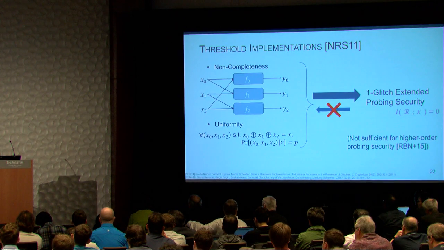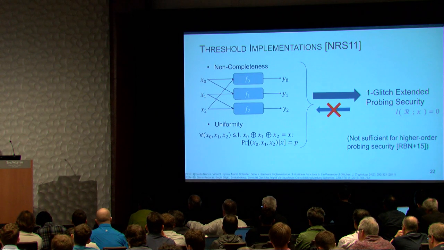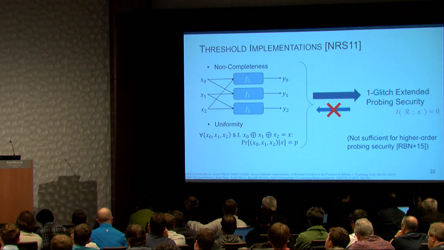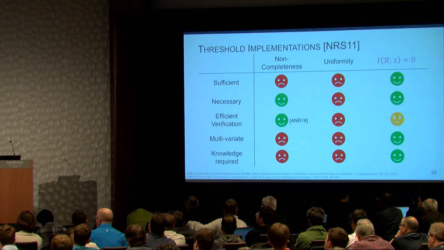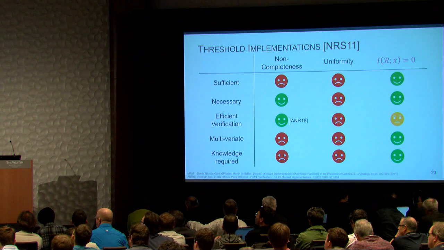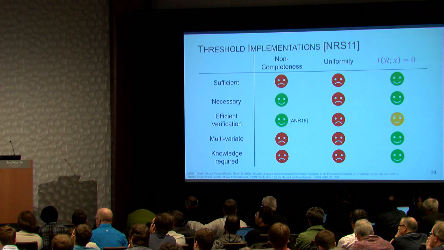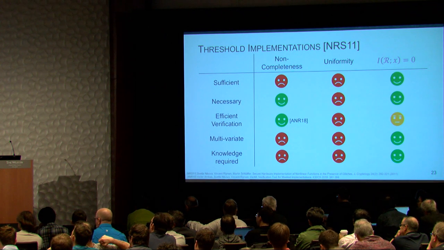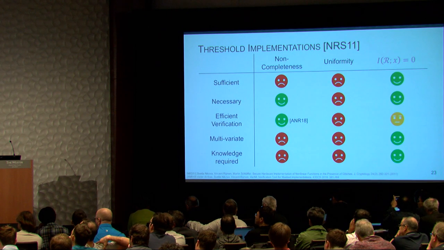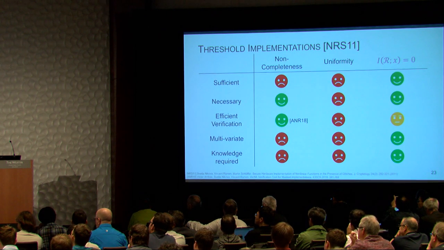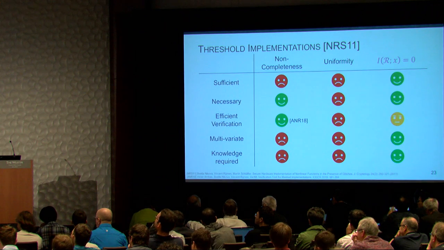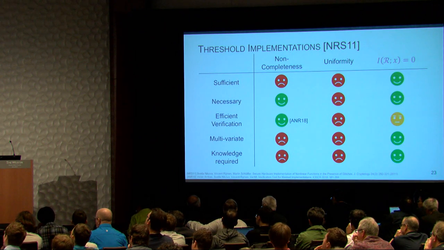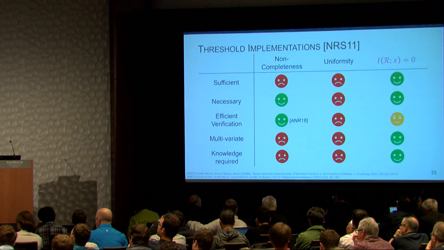And I'm going to leave the rest up to the third talk of this session to talk about that. So what can we say about these properties now? First of all, non-completeness is a very useful property. Even though it's not sufficient and you cannot really use it to prove security of your scheme, it is necessary. So we can show also with this new formulation that glitch extended probing security implies non-completeness, which we kind of already knew. But it's a necessary condition for your security, and it's also easy to verify.